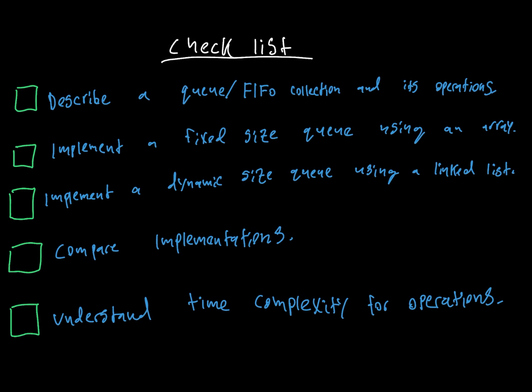So after this video, you should be able to describe a queue, a first in, first out collection, and its operations. You should be able to implement a fixed size queue using an array. You should be able to implement a dynamic size queue using a linked list. You should be able to compare the two implementations and understand the time complexity for the operations. Next, we are going to be going over hash maps.